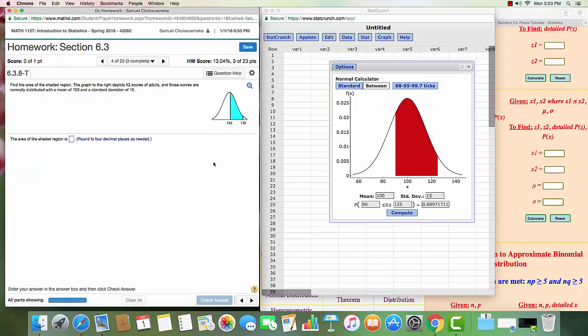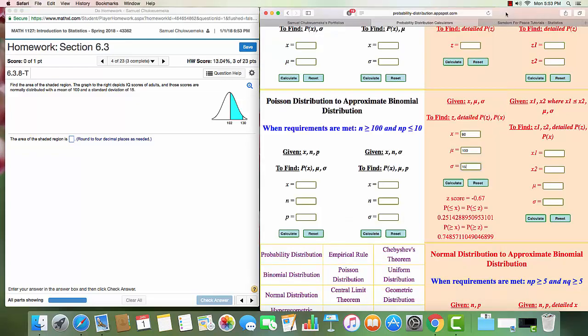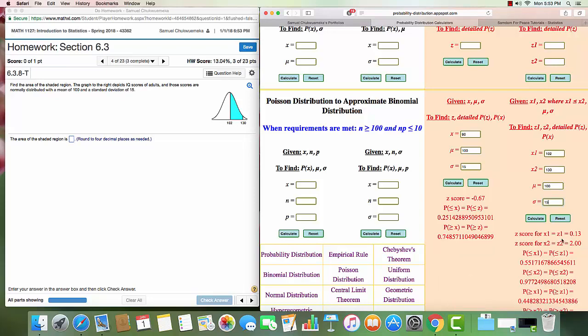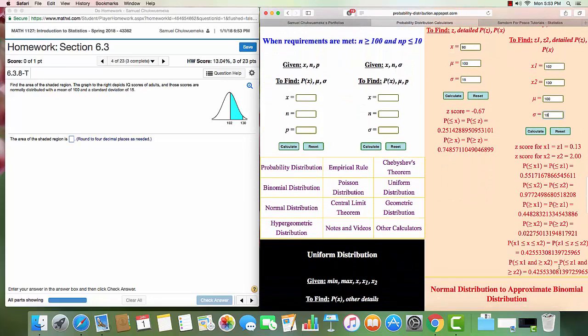Here is another case of between. Let me just leave this, I still need it. Let me use my calculator this time. So x1 is 102, x2 is 130, the mean is 100, and the standard deviation is 15. Enter. So my calculator even gives a detailed result, like this one is the between here. This is what you use. But this is the particular one you need to use here, this one.